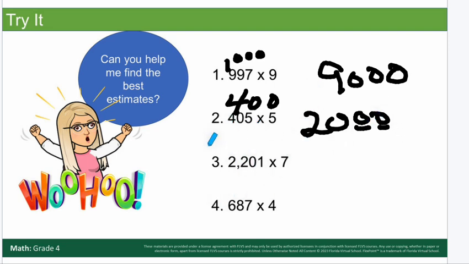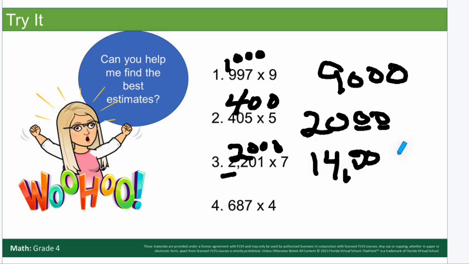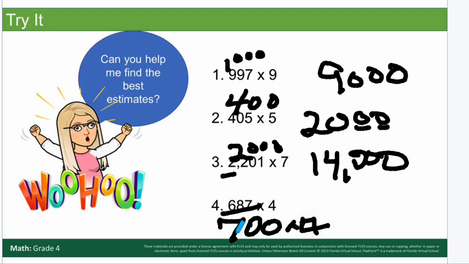Over here, I'm going to estimate to the thousands place value. So I'm going to say this is close to 2,000. What's 7 times 2,000? 14,000. Then finally, 687, I'm going to say that's close to 700. 700 times 4, well, I know 7 times 4 is 28 with 2 place value holders because I got 2 zeros right there. So I know it's going to be 2,800.